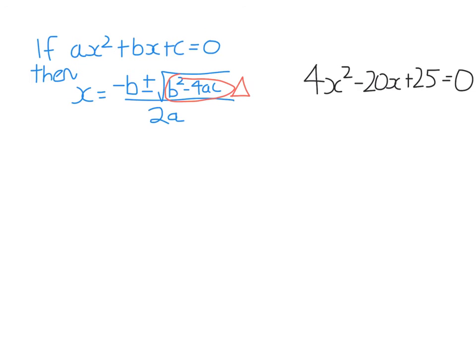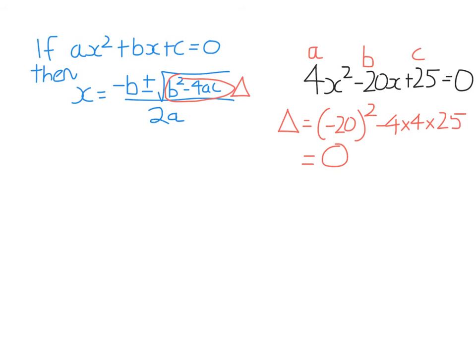So here, a, the number in front of x squared, is 4, b, the number in front of x, is minus 20, and c is 25. We first calculate the discriminant. So it's b squared, and whenever you're substituting a negative, put it in brackets, b squared minus 4 times a times c. So if we put this on a calculator, we actually get 0. The discriminant of this is 0. It will only have one solution.